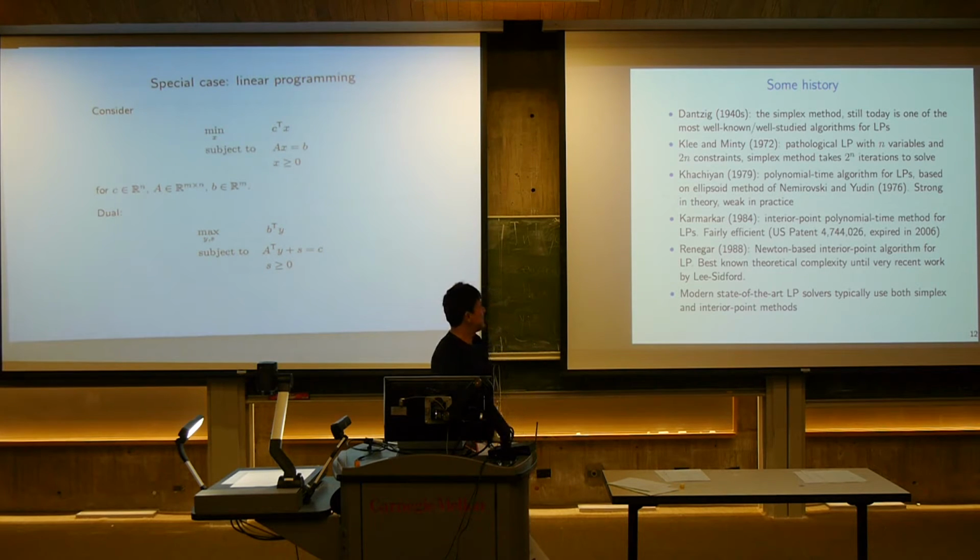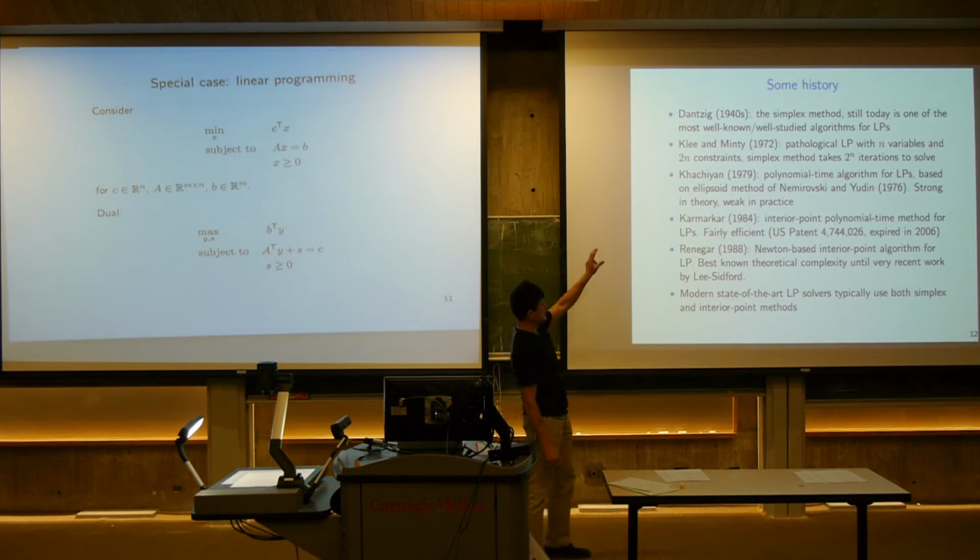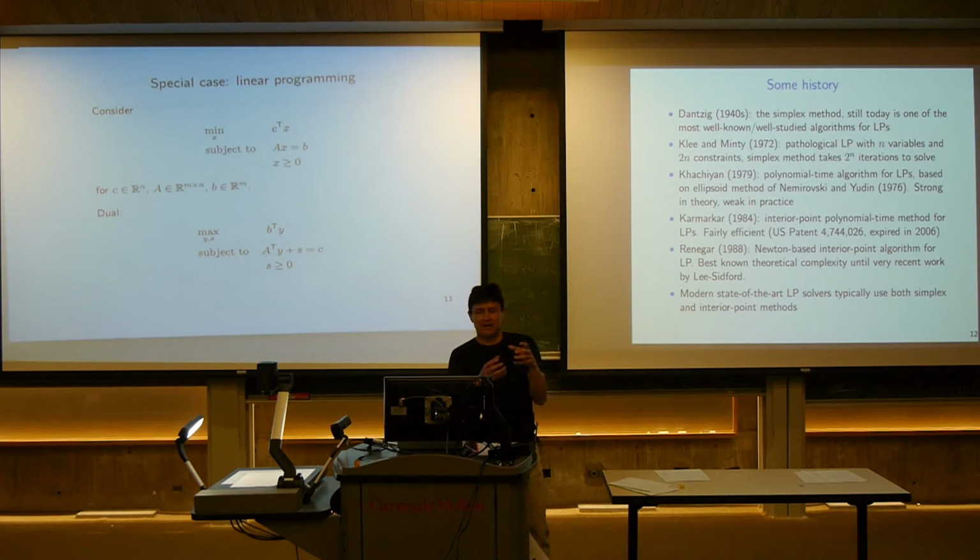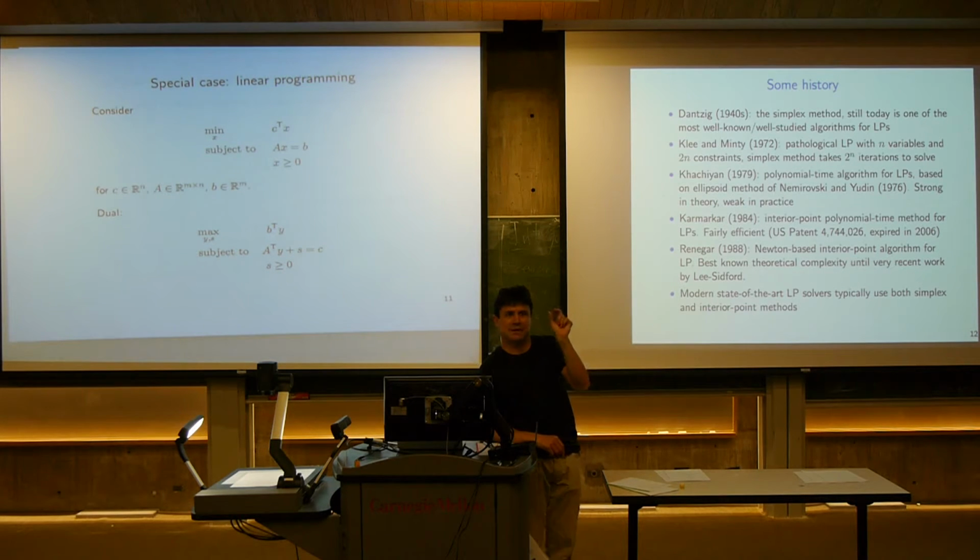There is a very interesting example that was cooked up by Klee and Minty in the 70s of a linear program with n variables and 2n constraints. It's essentially a cube, and that cube has 2 to the n vertices, and the simplex method may need to visit all of them. So for many years, there was this important theoretical question about whether there was an efficient algorithm for linear programming that would not have that kind of potential exponential explosion.